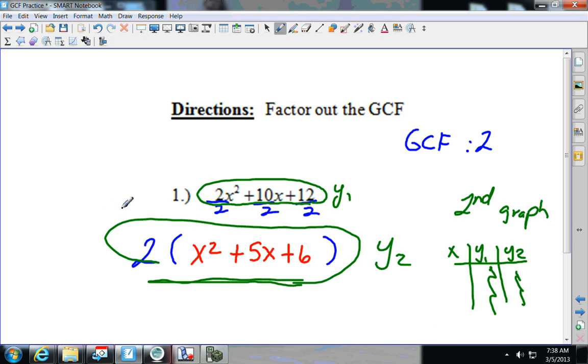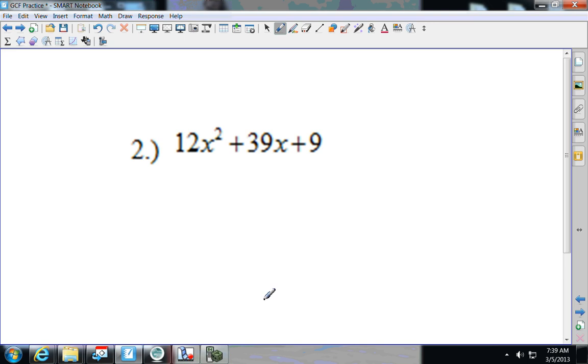Now, another way to check is you go back and distribute. 2 times x squared, 2x squared. 2 times 5x, 10x. 2 times 6 is 12. Next one. Write this one down. Let's figure out what the GCF is.